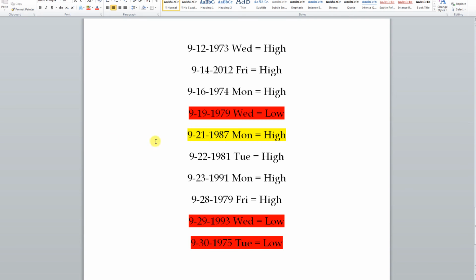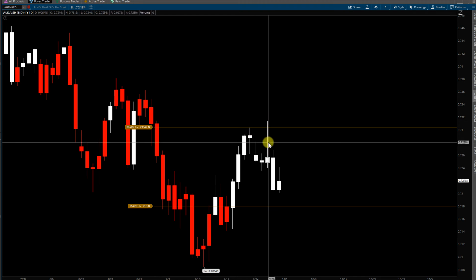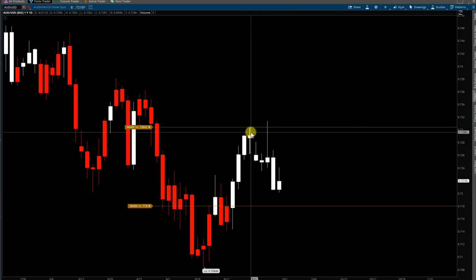921 was a high in 87. You can see the 21st right here. This was just volatility, and that's where we're at. So that could have been a good scalping opportunity.